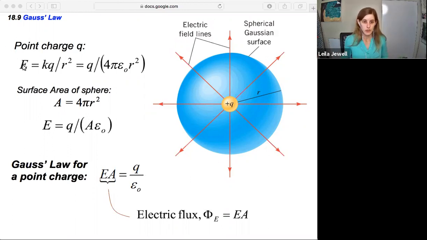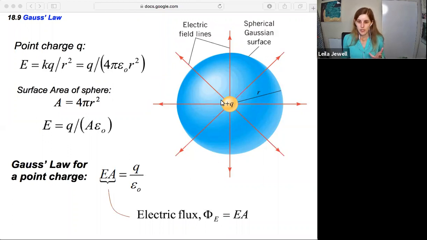The electric field of a point charge, we said, is kq over r squared. If we instead write that in terms of epsilon naught, our permittivity of free space, remember k is equal to 1 over 4 pi epsilon naught. And that allows us to get it into the common form. Now, 4 pi r squared, that's something you may have seen in math class before. Maybe it's been a while. That's the surface area of a sphere.